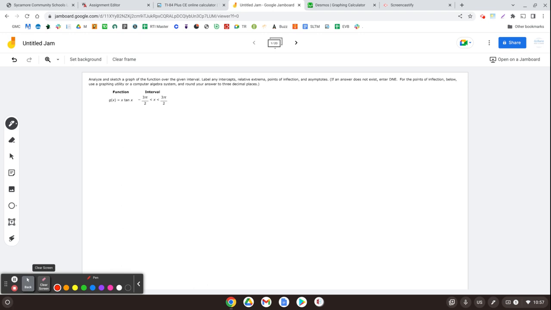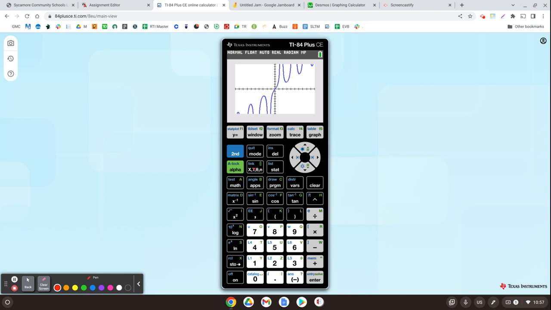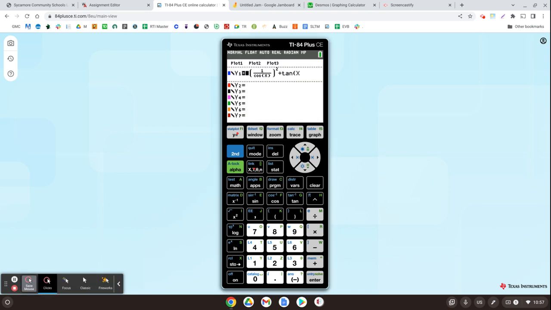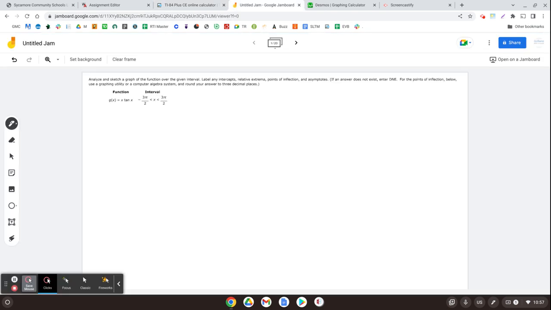And then our asymptotes. So our points of inflection are going to be where the second derivative equals 0. So if we go back and remember, our derivative was x secant squared plus tangent of x. So we'll start from there.